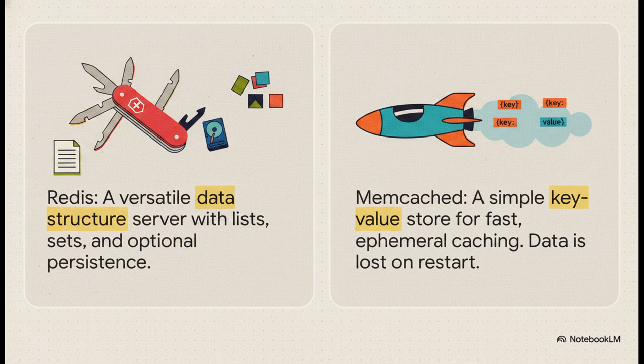Think of Memcached as a specialist, like a drag racer. It's a pure, incredibly fast key-value store for temporary data. It does one thing, and it does it insanely well. Redis, on the other hand, is the versatile generalist. It's a full-on data structure server, it can handle lists and sets and hashes, and it even offers persistence, which means your data can actually survive a restart.